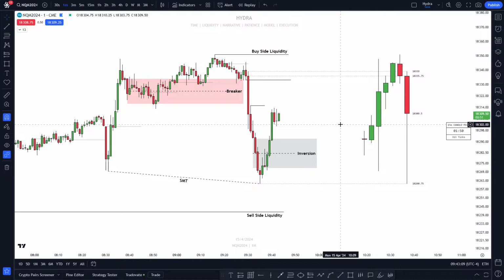This 50-minute candle is also closing, so most likely it will have a big wick, and I believe the consequent encroachment of this wick will align with this inversion. So let's see how this one closes.